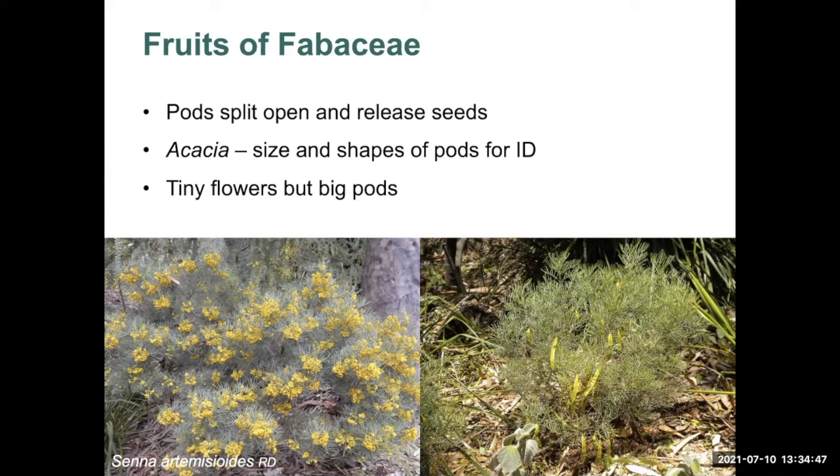I've just got a couple of photos there of another plant at Joseph Banks Reserve, the silver senna, Senna artemisioides, which looks spectacular in flower, but it also looks really interesting when it's got all its seed pods on it, just due to their colour.